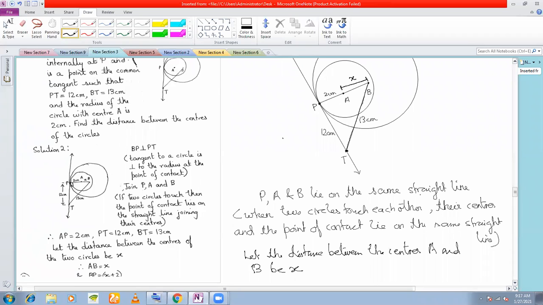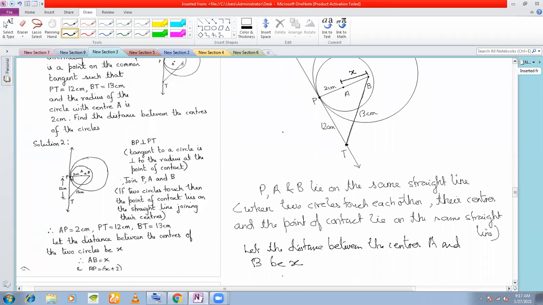So I've taken this length as X. Therefore, AB must be equal to X. And what should be the length of PB? Because P, A, and B lie on the same straight line, PB must be equal to X plus 2, right? Also, what is given to you here is the length of PB. This is given to you as 13 centimeters. Also, the length of PT is given to you as 12 centimeters.